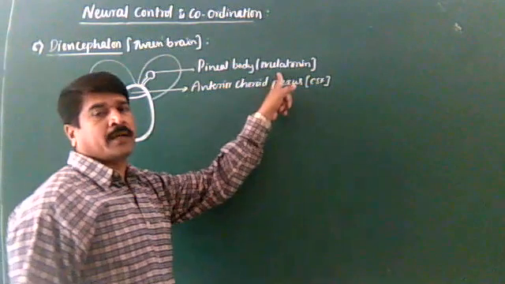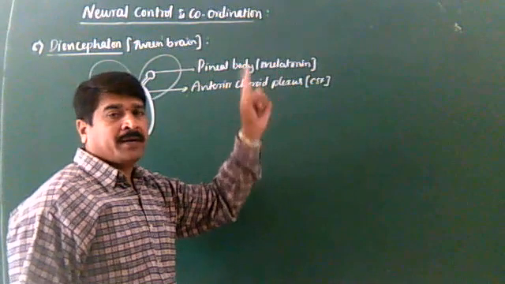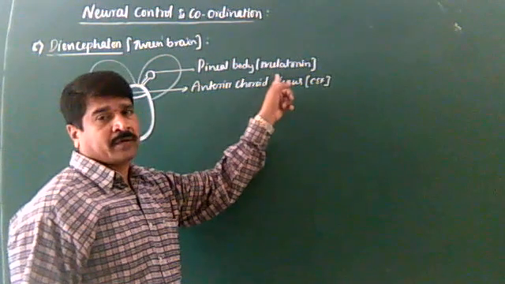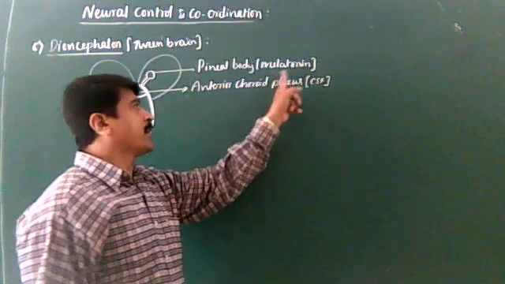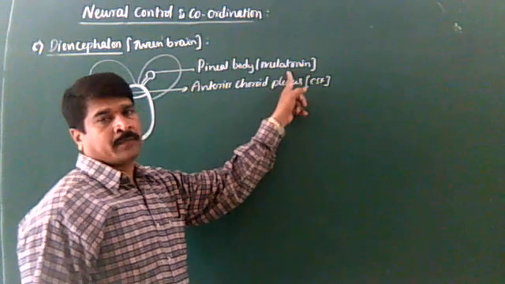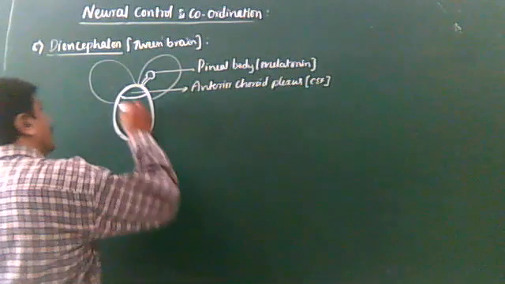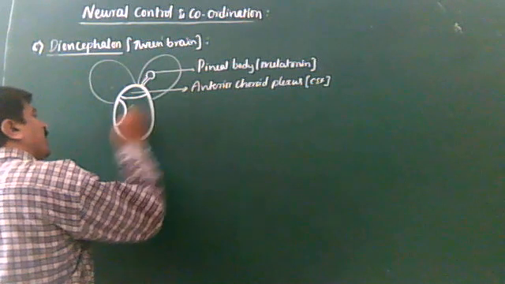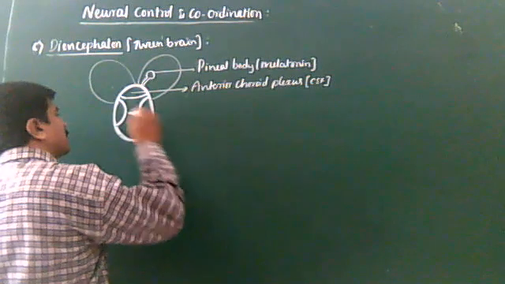It secretes melatonin hormone, not melanin. Melanin is different, melatonin is different. You should keep that in mind. It secretes melatonin hormone into the blood. Clear? Then the side walls of the diencephalon. So these are the side walls.